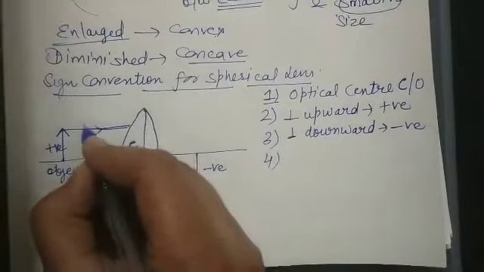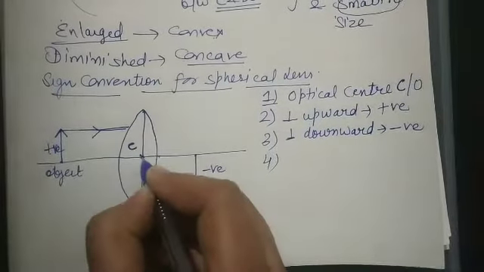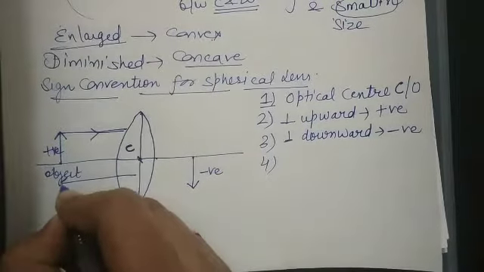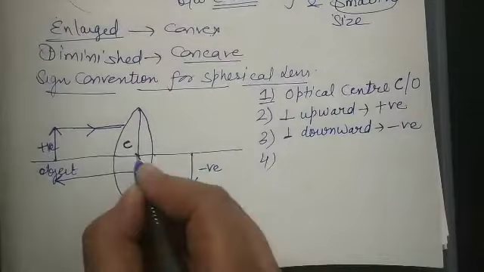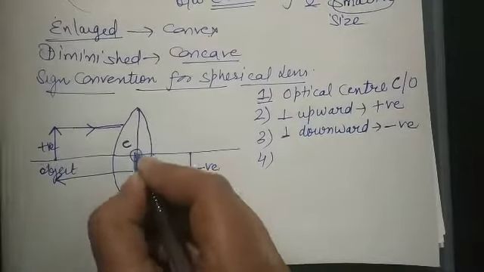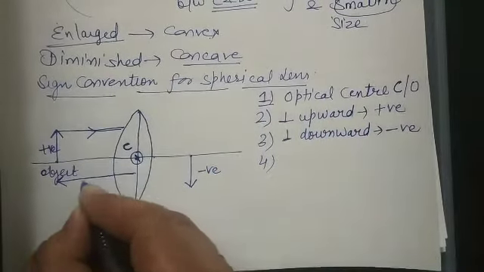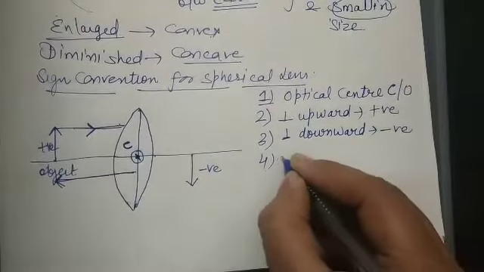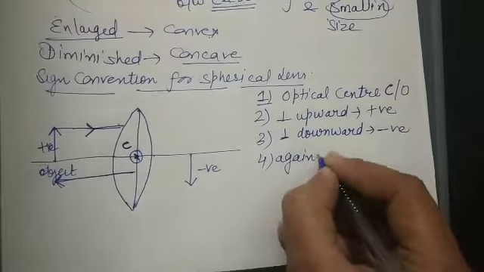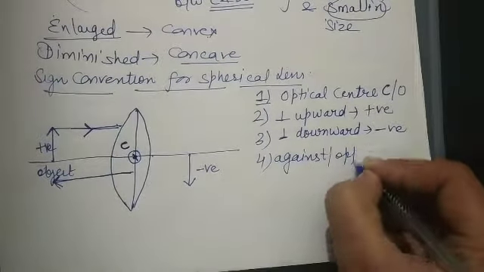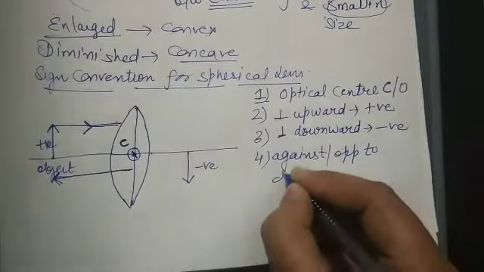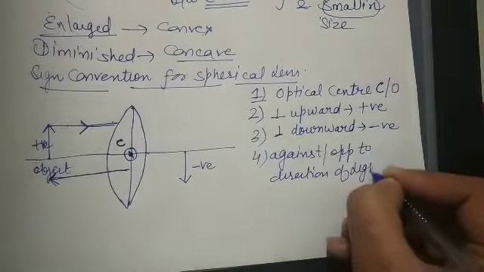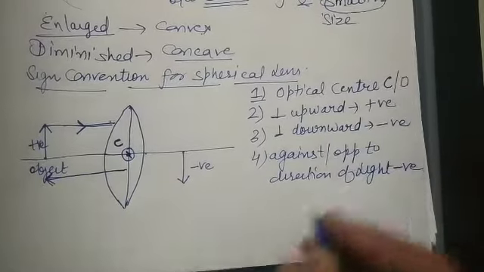When we move from the optical center in a direction opposite to the incident light, it means we have to start from this point. When we are moving towards the left and light is going towards the right, it means we are moving against, or opposite to, the direction of light, then it will be taken as negative.